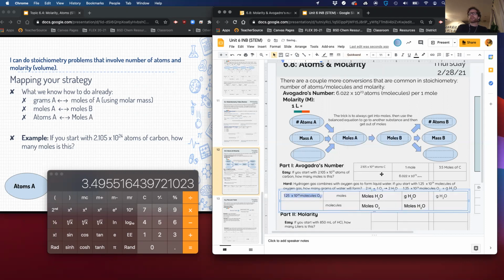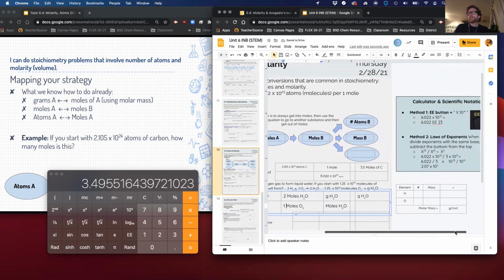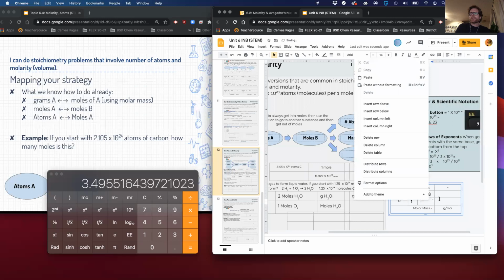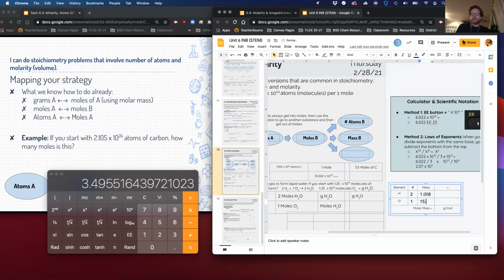So the next thing that I have here is I am going to fill in what I know. And I know I have Avogadro's number right here on the bottom again. So 6.022 times 10 to the 23rd. I look at my balanced equation for this, and I have a 2 in front of my water and a 1 in front of my oxygen. And then over here, I can do my side hustle for water. There's 2, there's 1. Each one of these weighs 1.008. This one weighs 15.999. I have these memorized, but you can definitely use the periodic table.